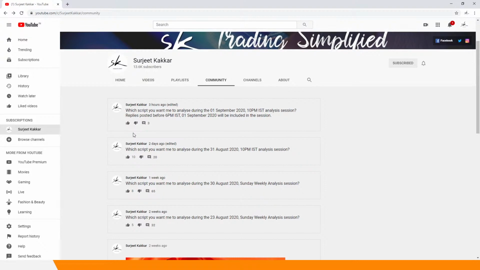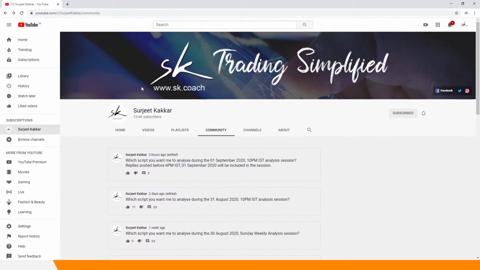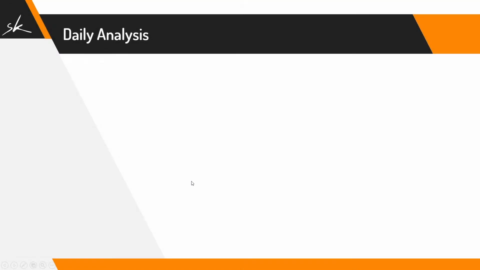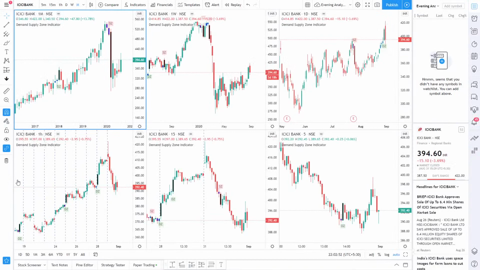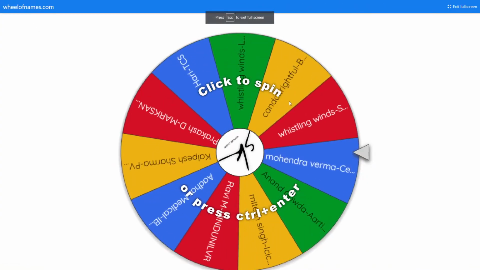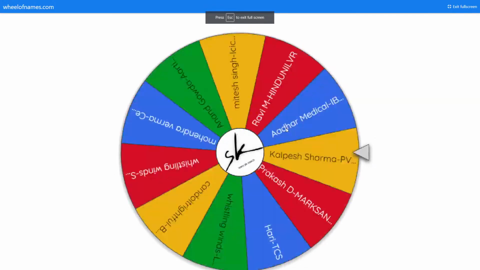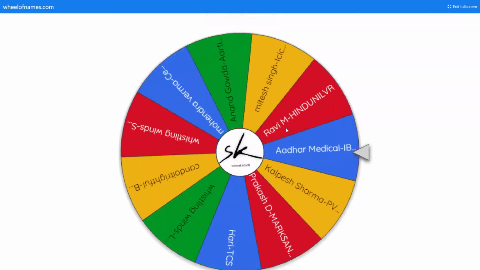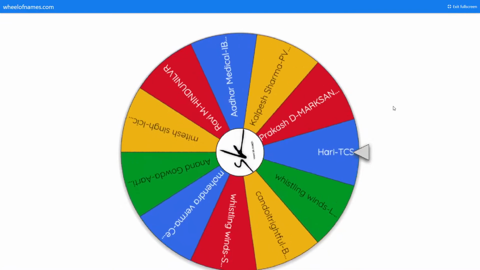This will ensure that whatever request you put in will be included on this wheel, which we will be using to select a script randomly. So let's do that. Let's bring up our wheel and randomly select a script for today. Let's click on this and see what we have.